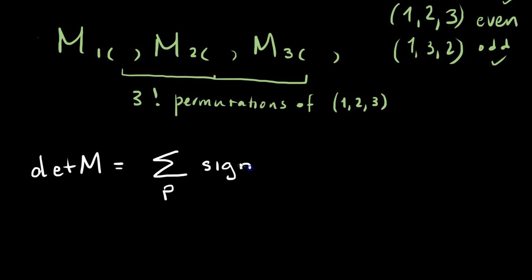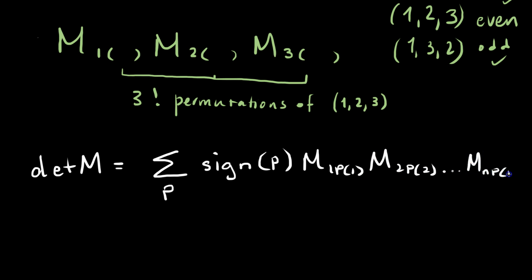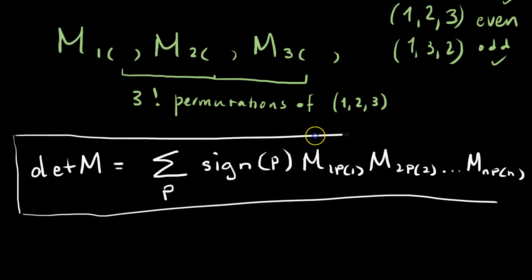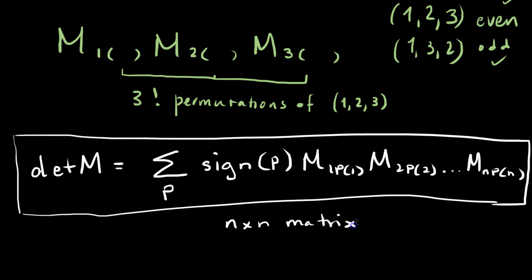It's going to be the sign of the permutation. And then we're going to have M1 times permutation of 1, M2 permutation of 2, dot dot dot, Mn permutation of n. This is the formula of the gods. And this is what everything has led up to. This formula. This is the determinant of an n by n matrix, written in terms of the permutations of the elements.